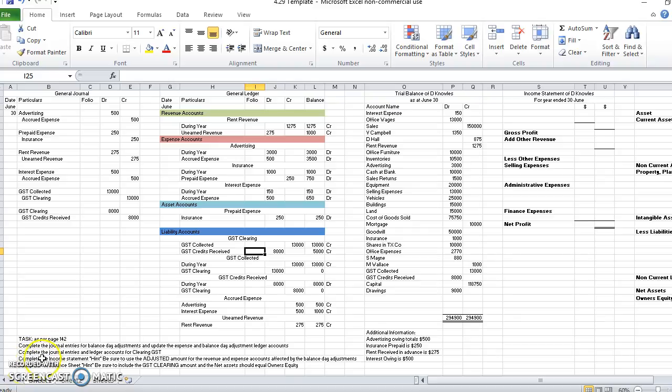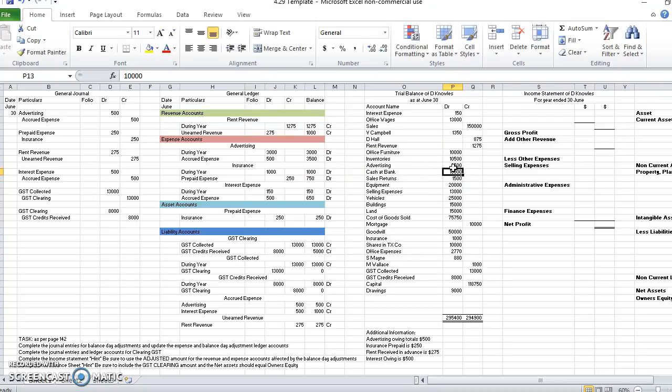So, next step, complete the income statement, and then we're going to complete the balance sheet. So we've got a few hints here. For the income statement, we need to be sure to use the adjusted amount for the revenue and expense accounts affected by the balance date adjustments. So these altered our revenue and expense accounts: our advertising, our insurance, our rent revenue, and our interest expense. They've all been changed. Advertising was a $3,000 balance, but we've changed it now to 3,500. So we need to update this to 3,500.